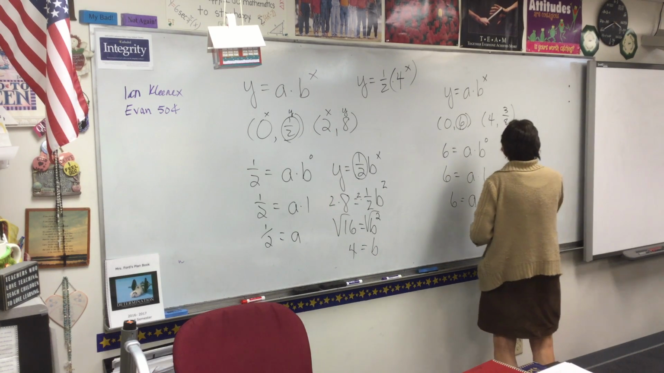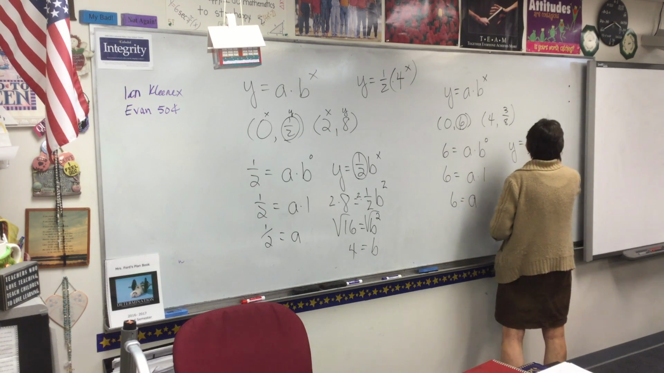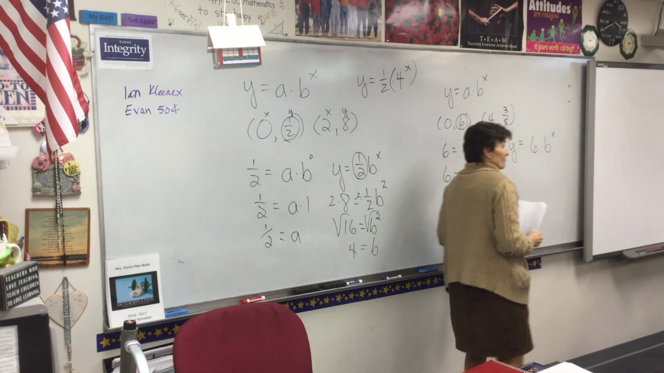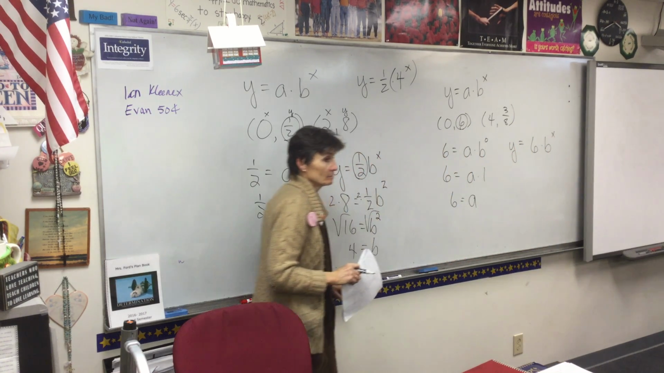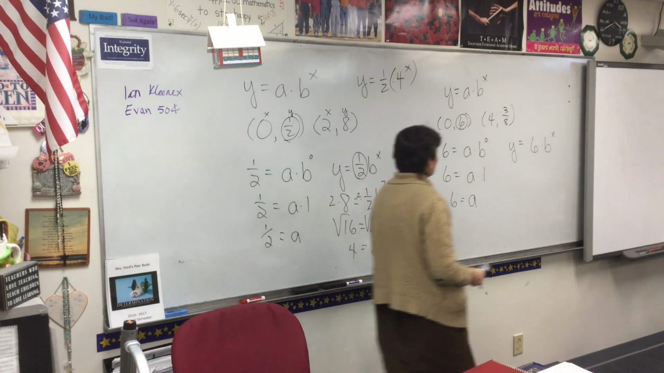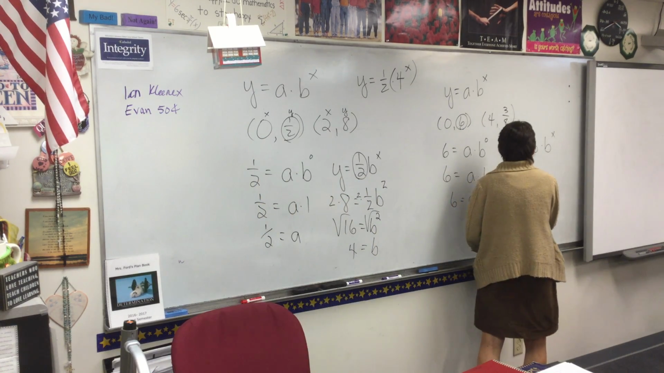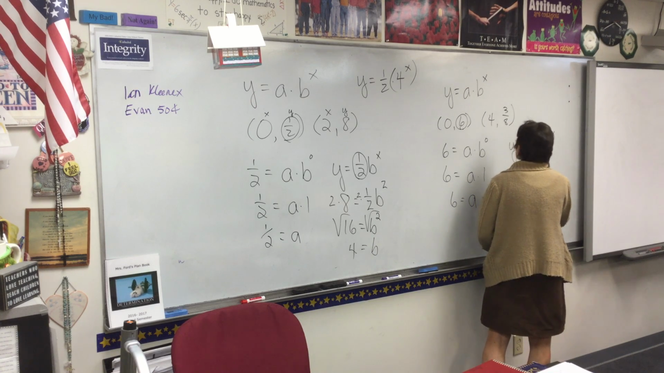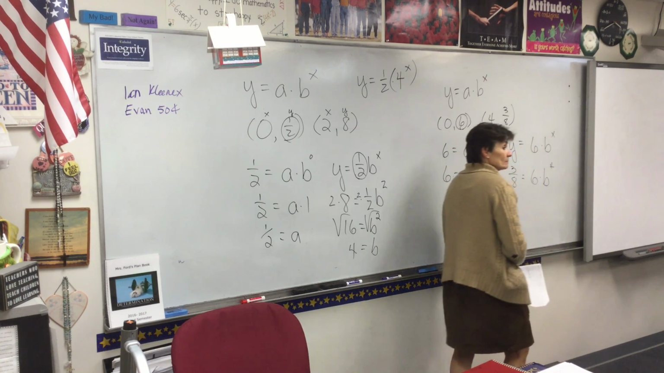So now we're at the point y equals 6 times b to the x. So 6 equals a. Now we plug in, so 3/8 equals 6 times b to the 4th.